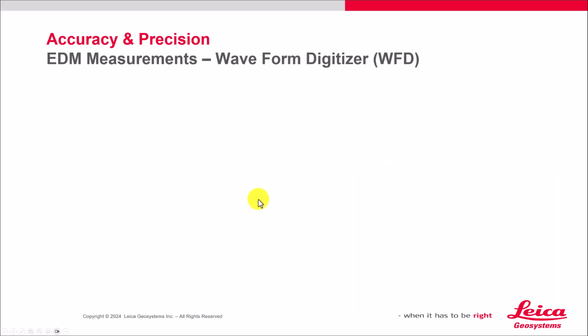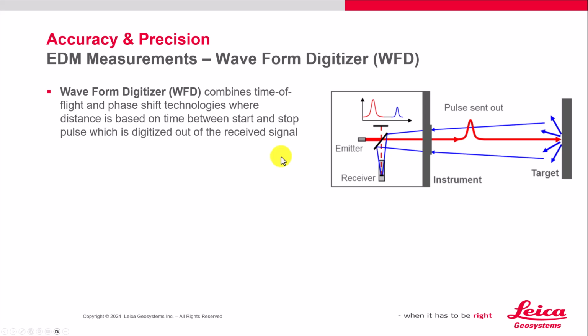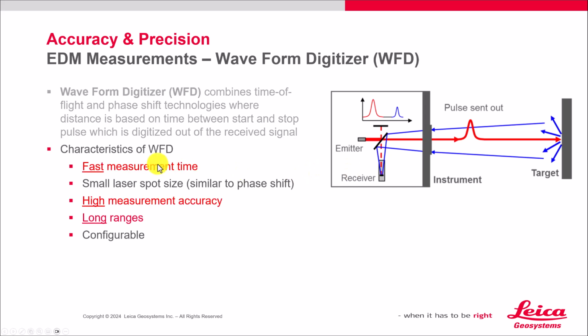Now comes a new form, the waveform digitizer. Waveform digitizer combines time of flight and phase shift technologies, where the distance is based on the time between the start and stop of a pulse, which is digitized. I'm not exactly sure what that means, except that I think it has the entire signal digitized from start to finish. But it has some nice characteristics. It's fast, has a small laser, high measurement accuracy, and its biggest feature is very long ranges, and it's configurable.